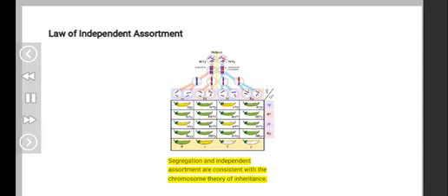Law of independent assortment. Segregation and independent assortment are consistent with the chromosome theory of inheritance.